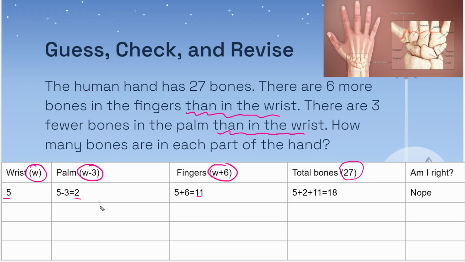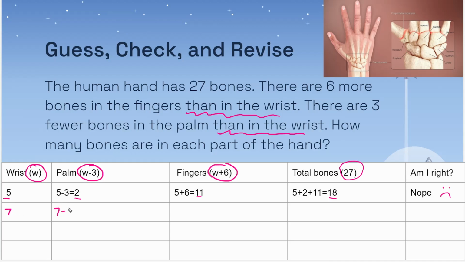5 plus 2 plus 11 equals 18. So, am I right? Nope, I'm not. Let's try again. Let's do another guess. Well, we know that 18 is less than 27, so we want to increase it. Let's not increase it to 6, let's increase it to 7.